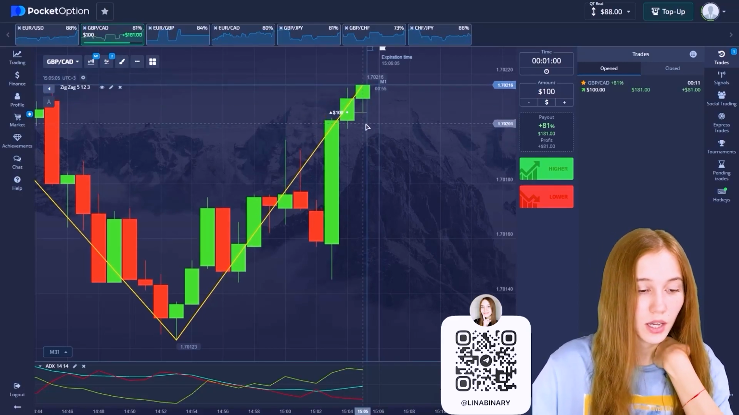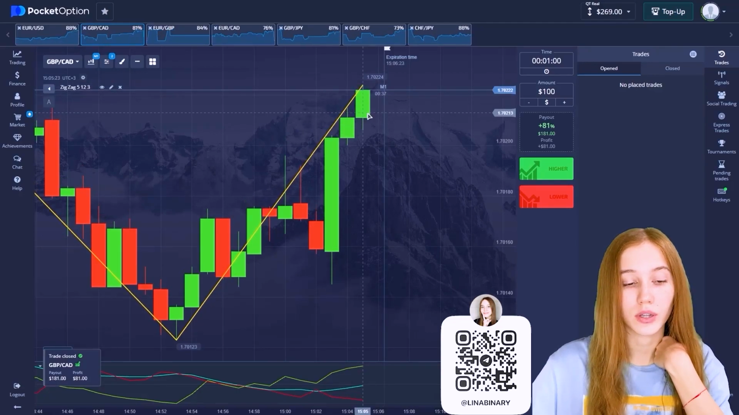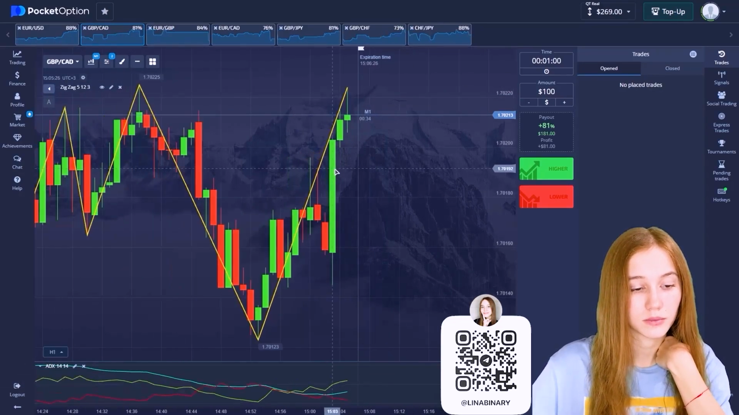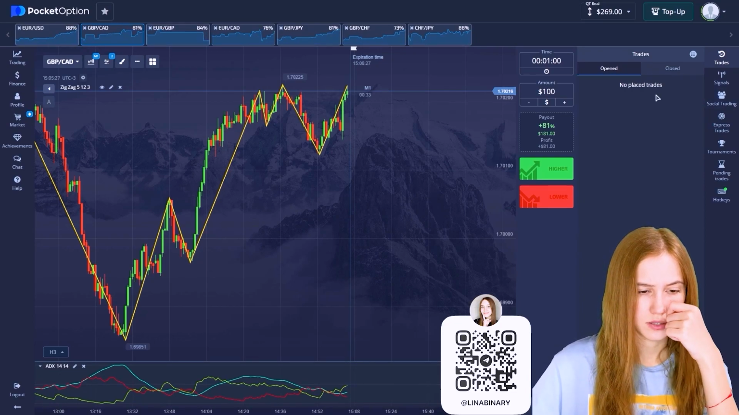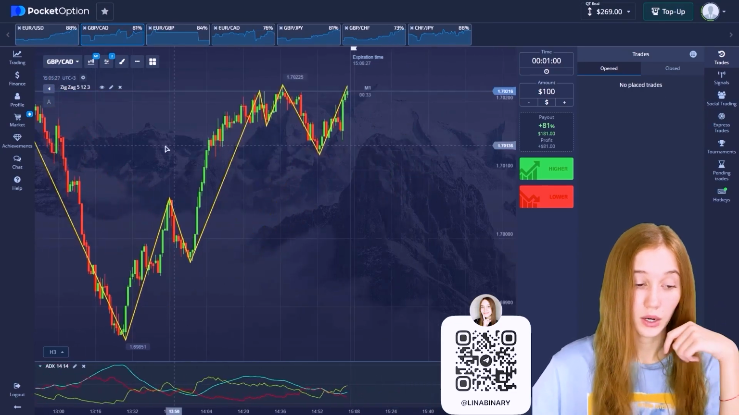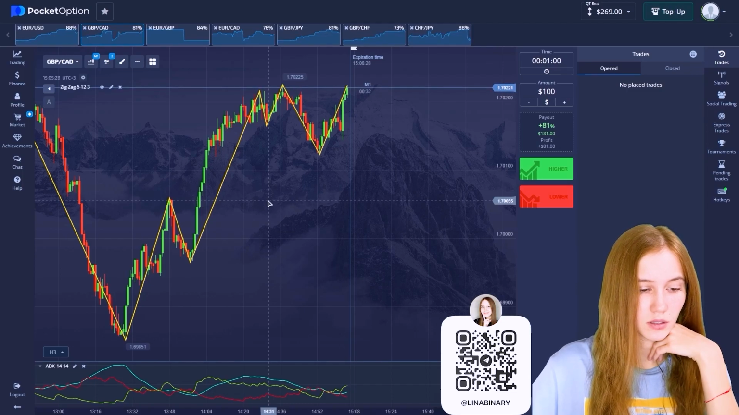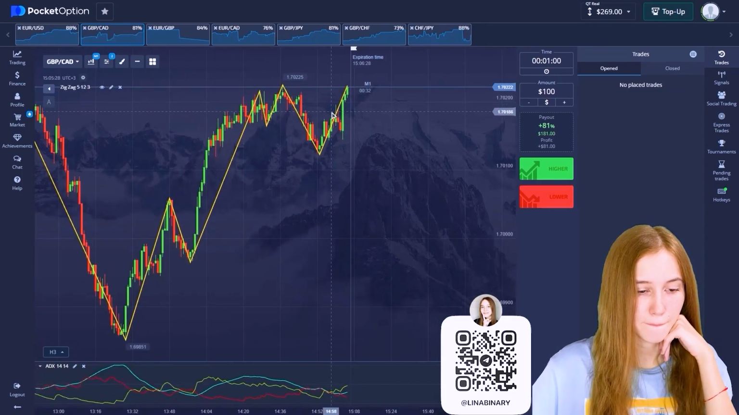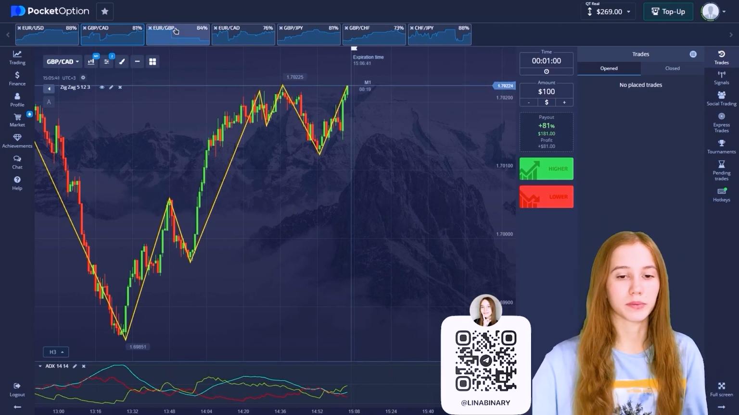Zoom. Here we see the deal should close in plus, I think. Yeah, good. Our profits, let's see. Our deal is in plus. Let's move on to the next currency pair.